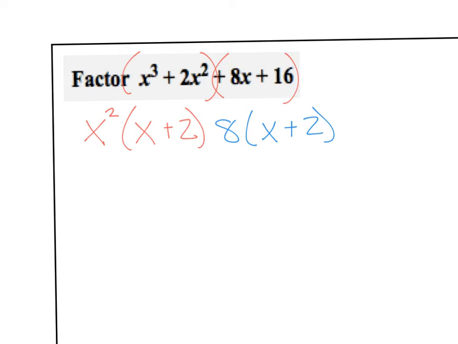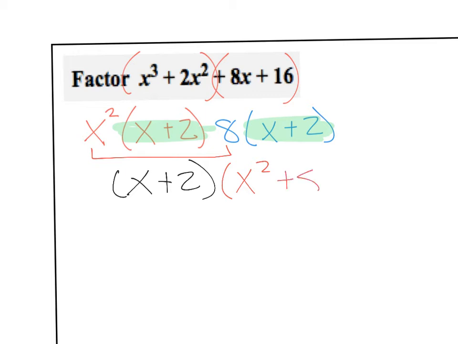Now, again, what you should see here is that this and this are identical. All right, so that's one part of our answer. So we have x plus 2 as part of our answer. And then the other part of our answer are these two terms together, x squared plus 8. All right, and that would be our factored answer.